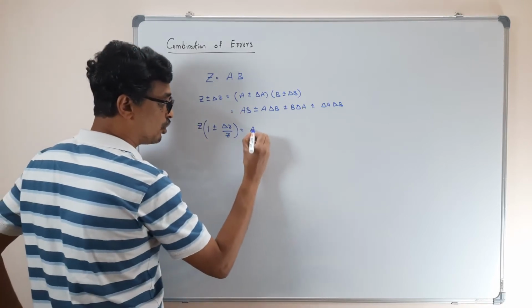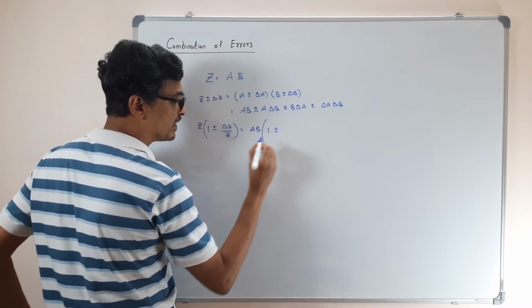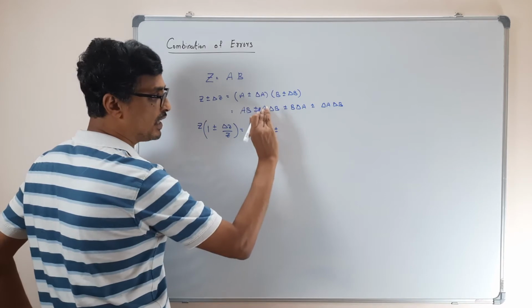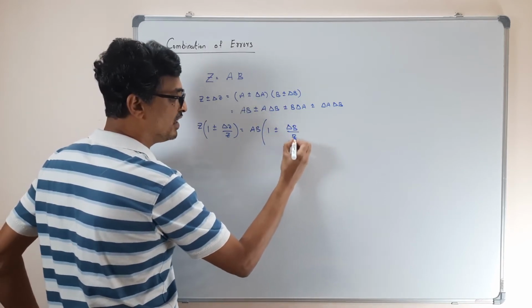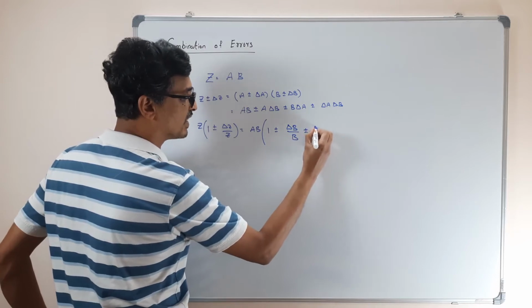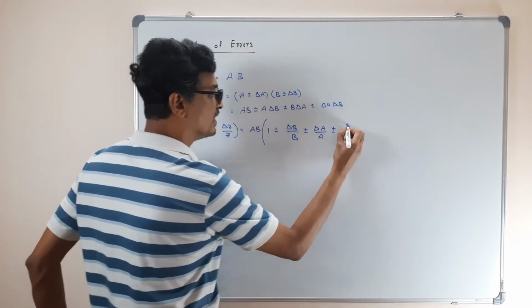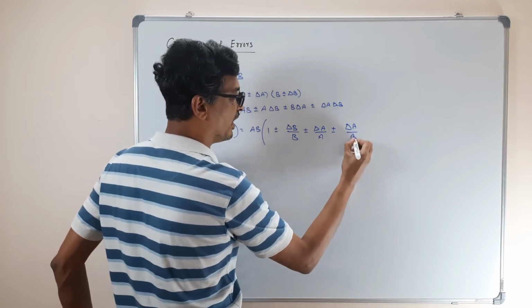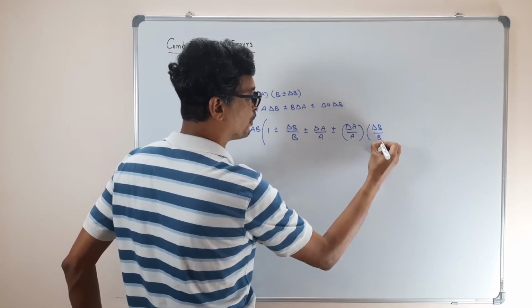So when I take AB commonly outside, what will I have? 1 plus minus. So when divided by AB, A cancels. So delta B by B plus minus delta A by A plus minus delta A by A into delta B by B.